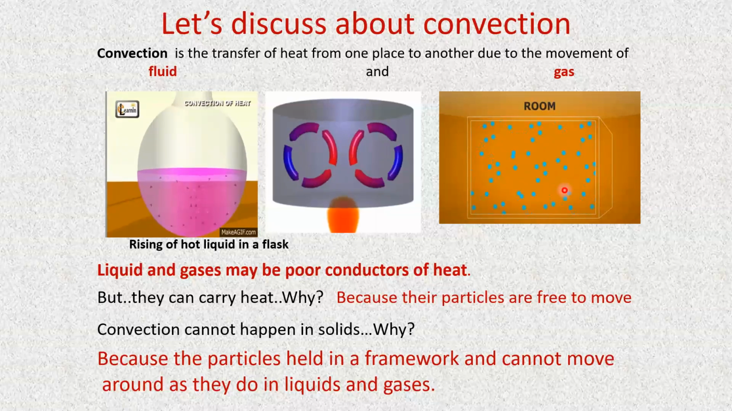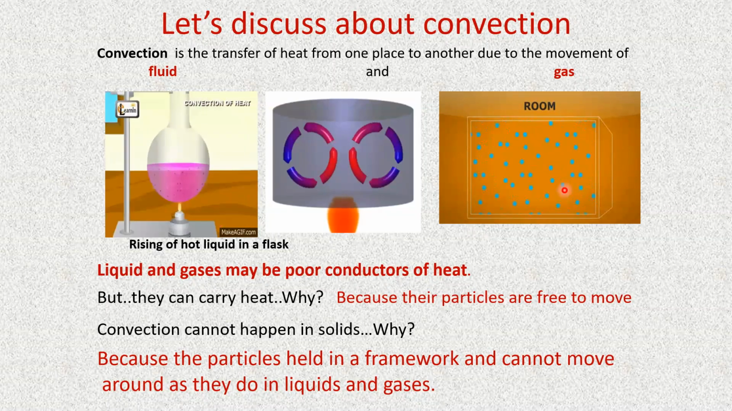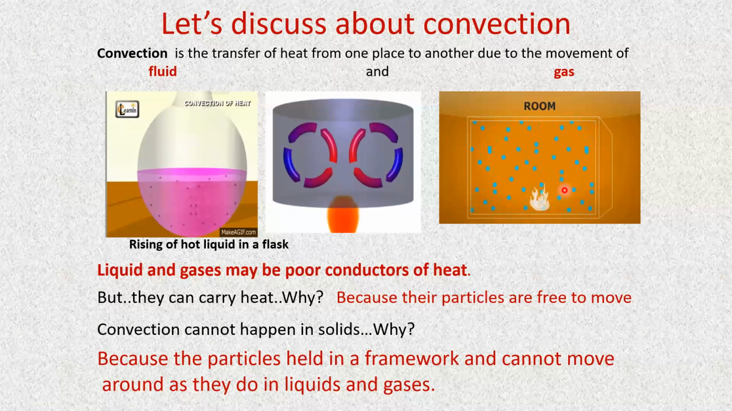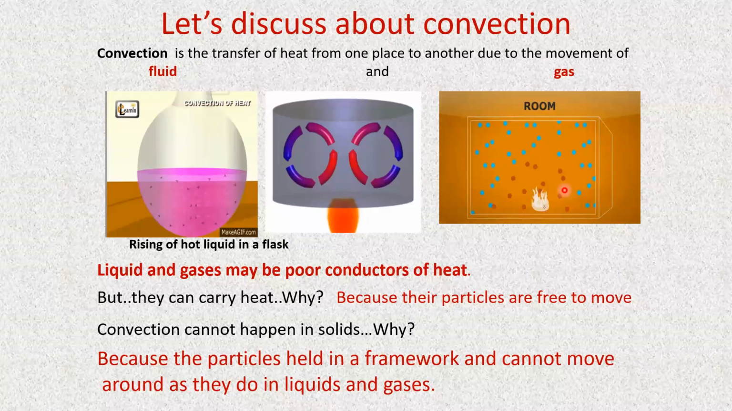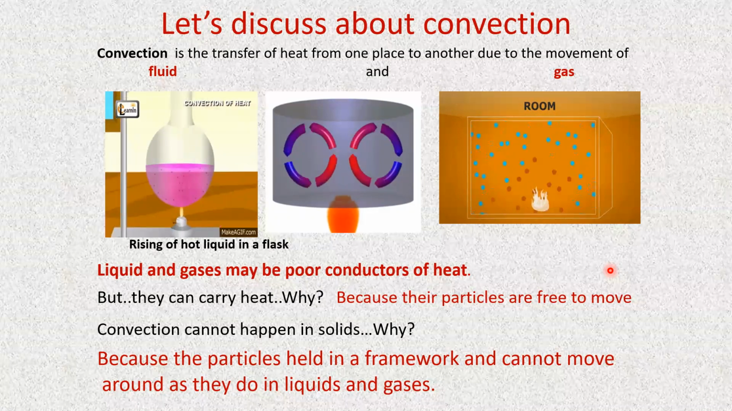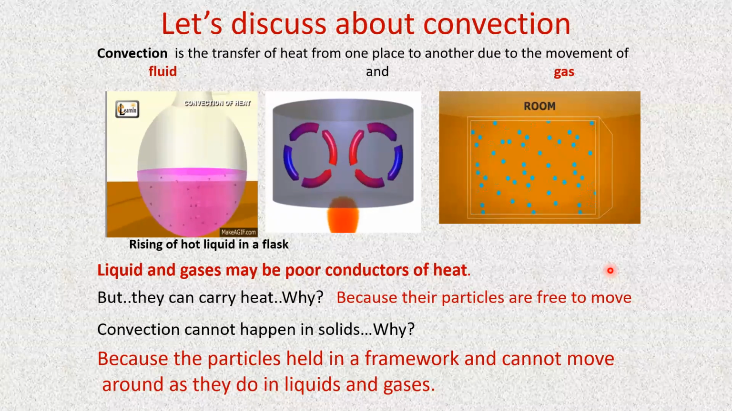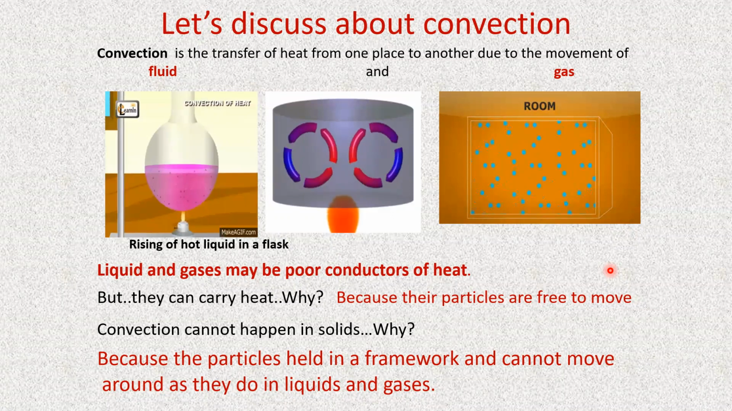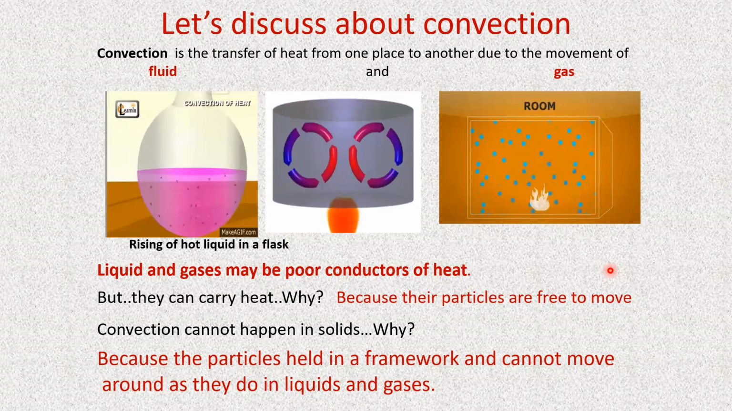Convection cannot happen in solids. Why? The reason behind it is that the particles in solids are held in a framework, closely packed, and they are not able to move from their position. So that's why convection does not occur in solids. Because for convection, what is required is that the particles move from one place to another. But in solids the particles are closely packed together, held in a framework, and not able to move, so solids will not conduct the convection process.